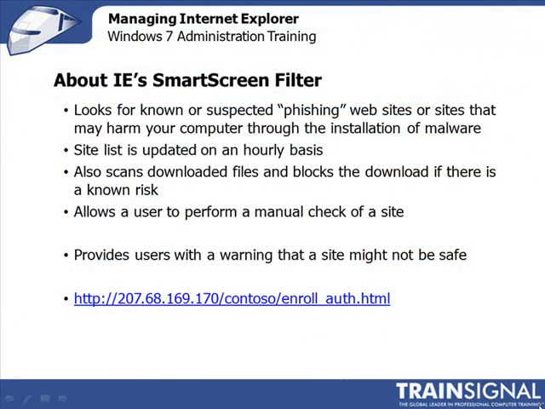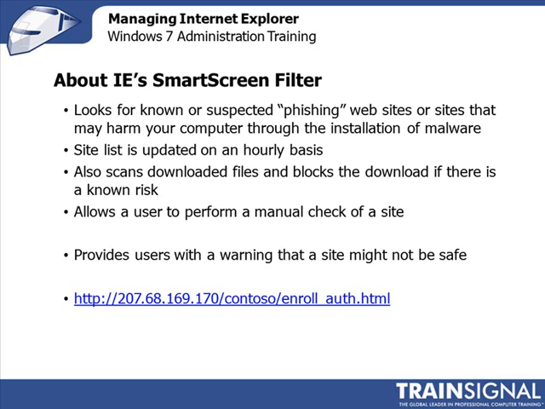One great feature about IE8 is called the SmartScreen Filter. This looks for known or suspected phishing websites or sites that might harm your computer through the installation of malware. Phishing websites are those that look like real bank sites, for example, and try to grab your personal information by faking you out. Microsoft maintains a list of sites for its SmartScreen filter, and this site list is updated on an hourly basis. SmartScreen also scans downloaded files and blocks the download if there's a known risk for a particular file.